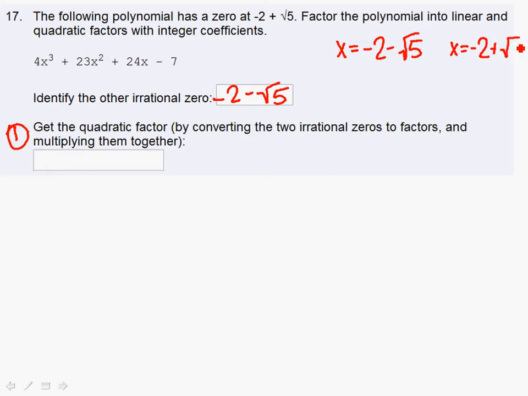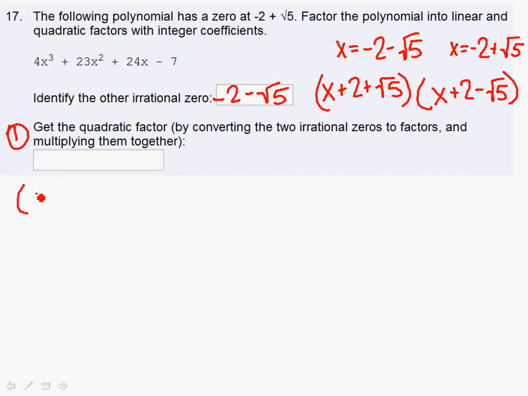plus the square root of 5, that means that our factors would be x plus 2 plus the square root of 5 as one factor, and x plus 2 minus the square root of 5 for our other factor. Let's use distribution to solve this. So we're going to do x plus 2 plus the square root of 5 times x plus 2 minus the square root of 5.